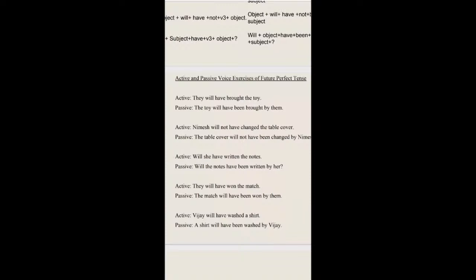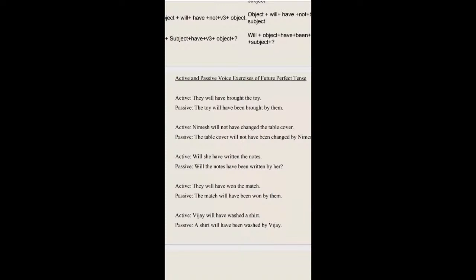Now we have left these tenses. These tenses have no passive voice formation: present perfect continuous tense, past perfect continuous tense, future perfect continuous tense, and even future continuous tense. They don't have passive counterparts. So we are not bothered about these tenses as far as voicing rules are concerned, right?